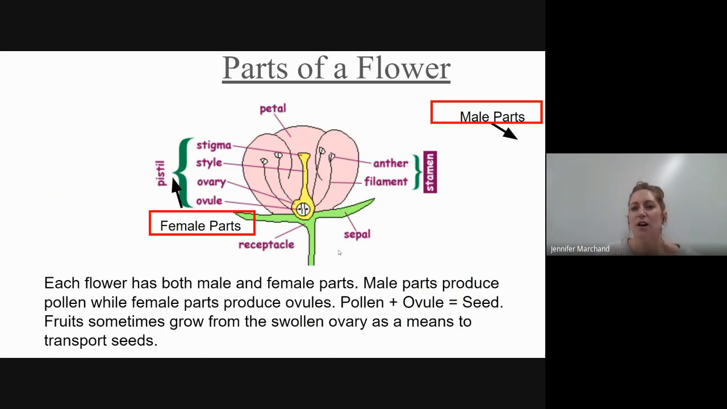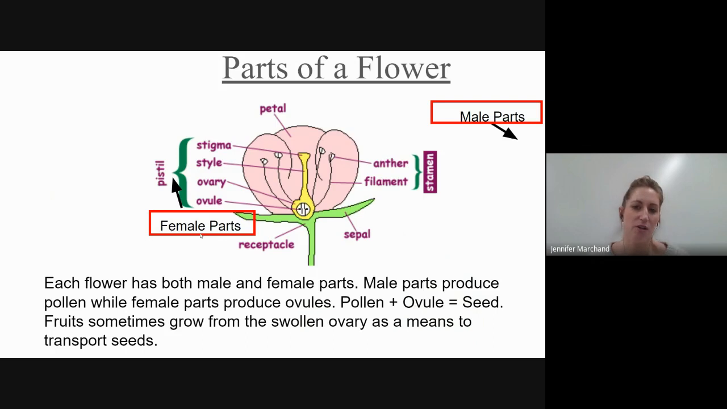This is one of your projects that you guys have to do this week, your assignment. So you guys need to make sure that you know both of the male and female parts of the flower. So obviously we have the petals up here. They're nice and easy to see. Down here we have this receptacle. This little green petal-ish thing is called a sepal.